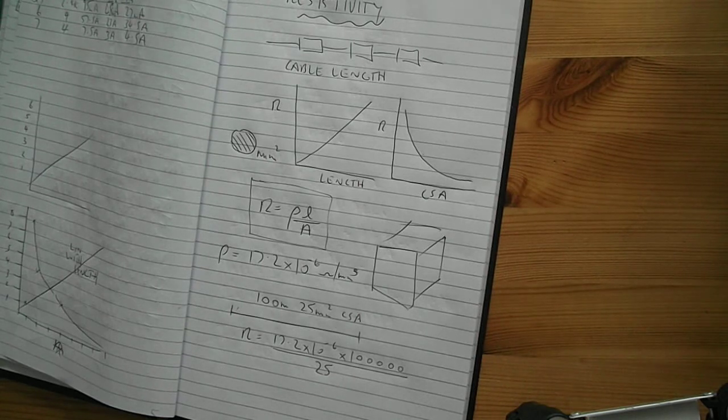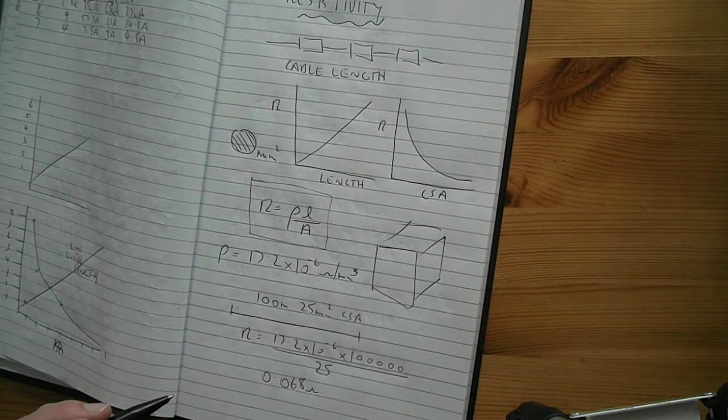So 17.2 times 10 to the minus 6 times 100,000 divided by 25 gives me 0.0068 of an ohm, which is probably about right because 25 millimeter cable is quite thick. Okay, there we have that one.